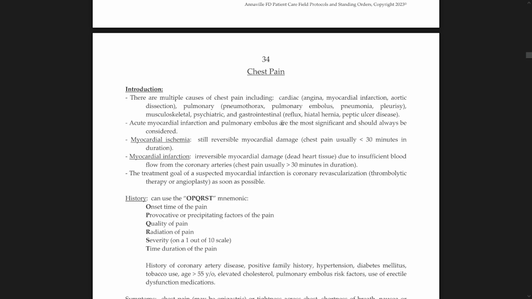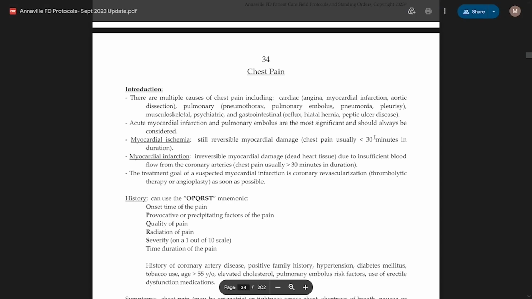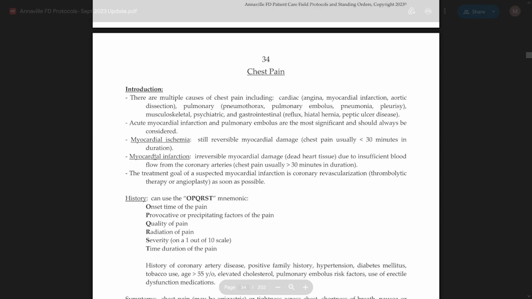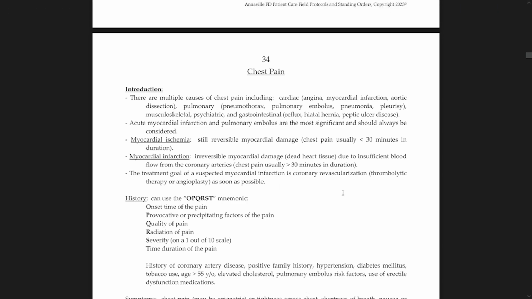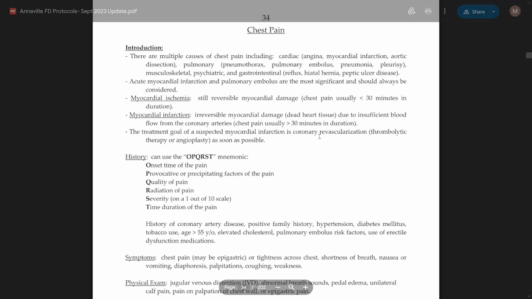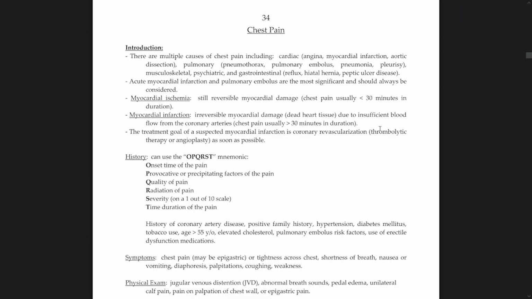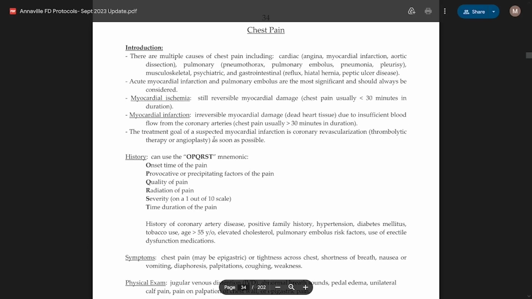Myocardial ischemia is still reversible myocardial damage, and it's chest pain that usually lasts 30 minutes or less in duration. A myocardial infarction is irreversible myocardial damage, death of cardiac tissue or heart tissue due to insufficient blood flow from the coronary arteries, and it's chest pain that's usually greater than 30 minutes in duration. The treatment goal of a suspected MI or myocardial infarction is coronary revascularization, thrombolytic therapy, or angioplasty as soon as possible.